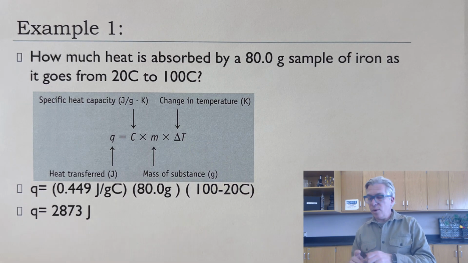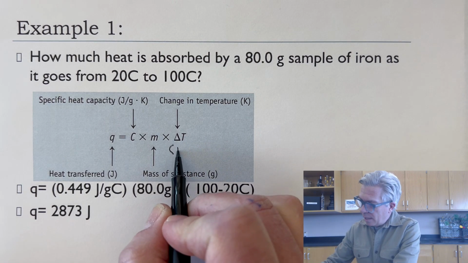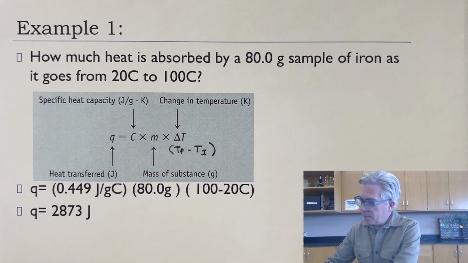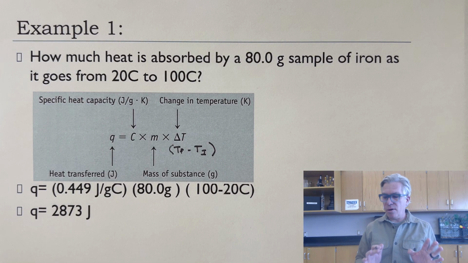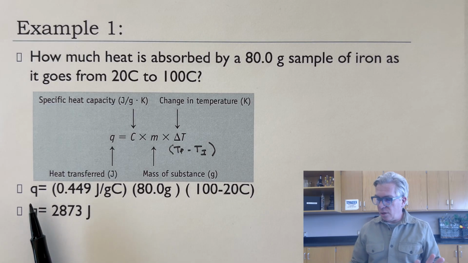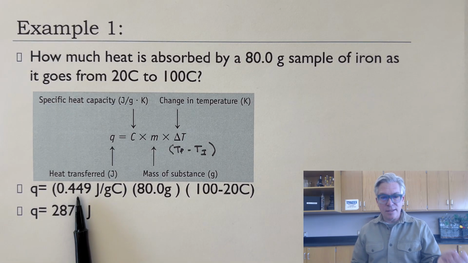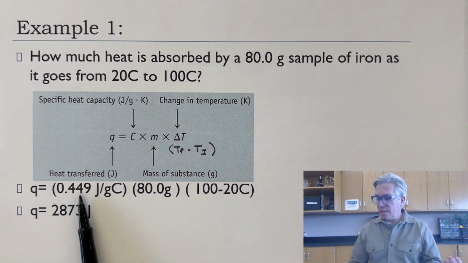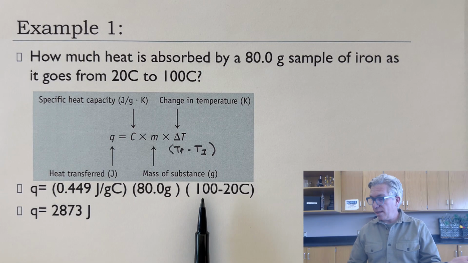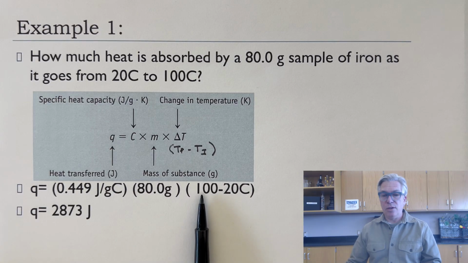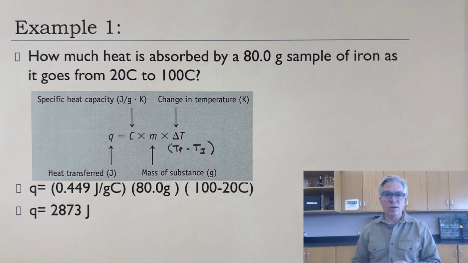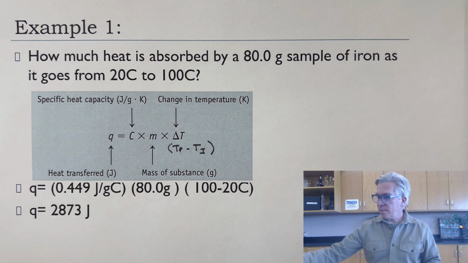Okay. And a quick note about the change in temperature: by convention, we always do T final minus T initial so that we get the appropriate sign of our answer at the end. So here it is. 0.449 is the heat capacity for iron, joules per gram degree. 80 grams, that's for every gram. We have 80 grams, so we're multiplying. And it goes from 20 up to 100. So 100 minus 20 gives you 80. And that gives me 2,873 joules that iron would absorb.